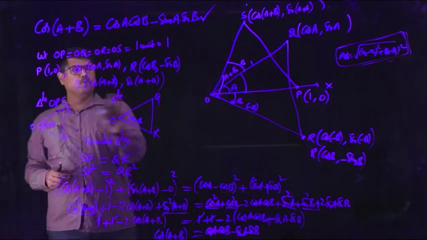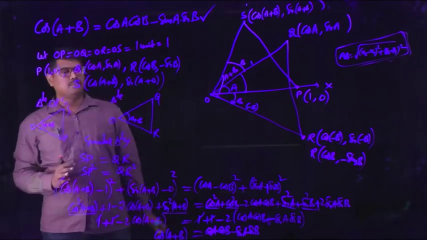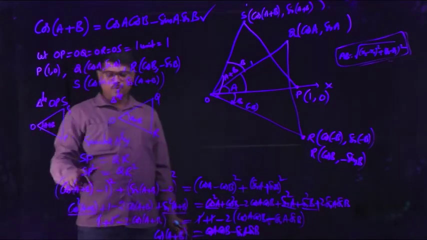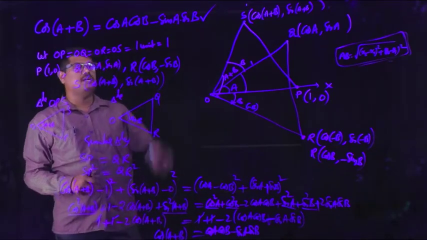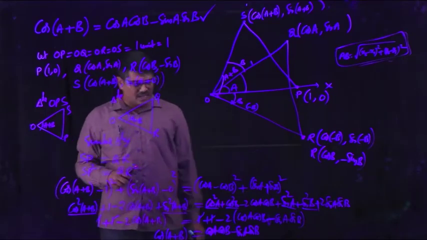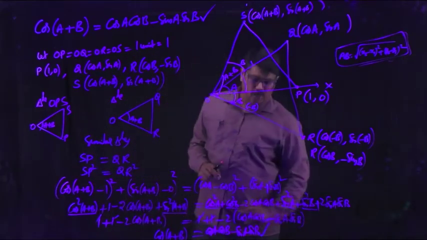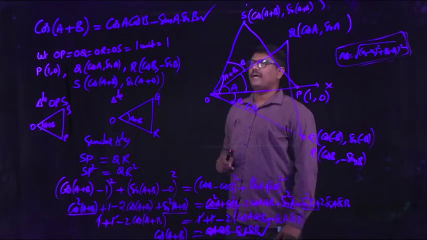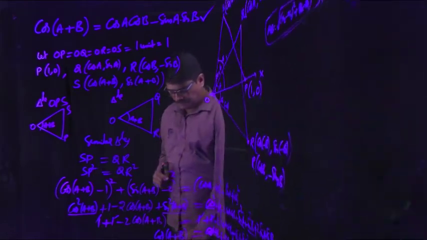So considering both the triangles, both seem to be similar triangles, so that you will get the condition SP is equal to QR. Squaring on both sides and using the distance formula, root x2 minus x1 whole square plus y2 minus y1 whole square, and doing general simplification, we come to the conclusion of the theorem, which is cos A plus B is equal to cos A cos B minus sin A sin B. Based on using the formula cos A plus B is equal to cos A cos B minus sin A sin B, we can establish the remaining formulas also.